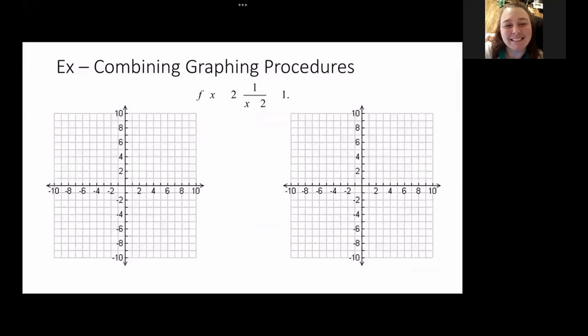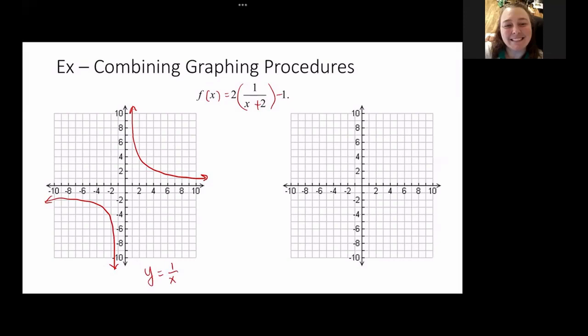We can do this. For the first one, what we're going to graph is 1 over x. The graph of 1 over x is going to look like this. We kind of did the shape of it yesterday. It's going to look kind of like that. That's our y equals 1 over x.